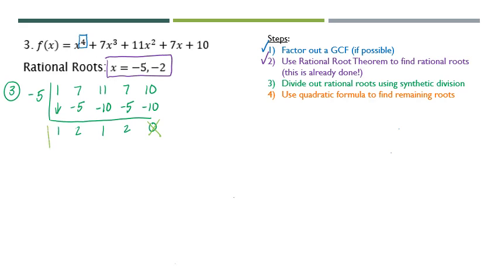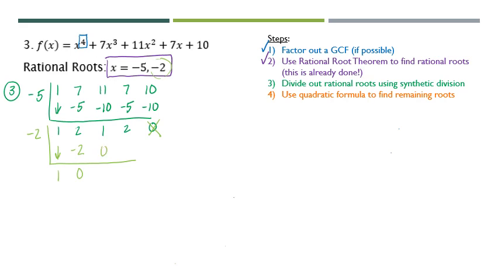And I'm doing synthetic division a second time now with my second rational root, which is negative 2. So you do synthetic division once, and then you take your answer from that first one and use it to do synthetic division a second time. So now I'm dropping down the 1. Negative 2 times 1 is negative 2. If you add down, you get 0.